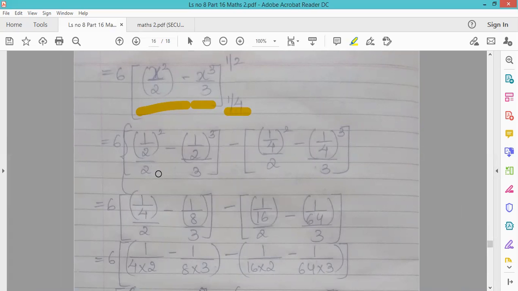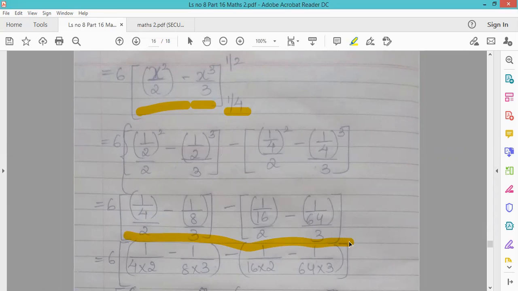The same logic now, class. First you will put half and then you will put 1 by 4. So as you can see, half the whole square upon 2 minus half the whole cube upon 3 में से you will subtract 1 upon 4 the whole square upon 2 minus 1 upon 4 the whole cube upon 3. So I hope you all are clear with this step as well. So 1 upon 4 minus 1 upon 8 minus 1 upon 16 minus 1 upon 64 कैसे आता है?